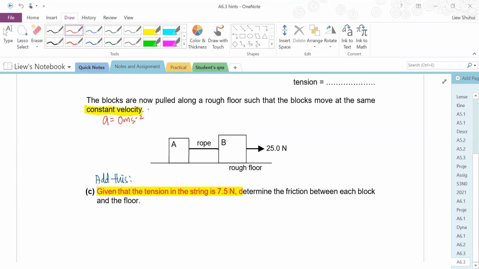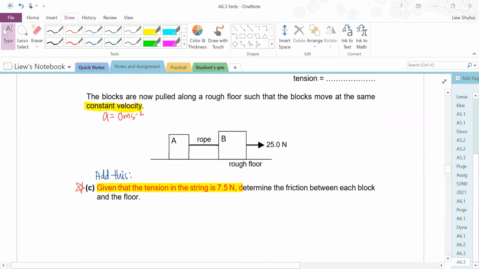Now, to solve part C, you will have to add this piece of information. Please add this statement: given that the tension in the string is 7.5 newtons, determine the friction between each block and the floor. So if you were to draw the free body diagram, then A is experiencing a tension T of 7.5 newtons. B is also experiencing a tension of 7.5 newtons.